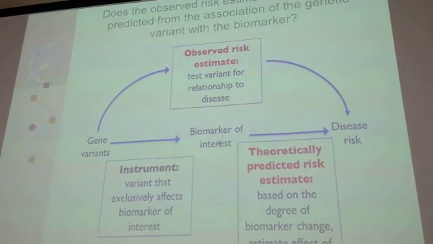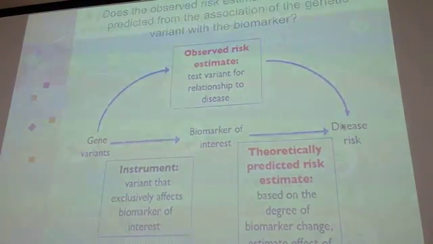So let me explain again how this works. You take the observed risk estimate, that is how strongly this variant predicts disease, and compare it with the predicted risk estimate based on the effect of the genetic variant on the biomarker that itself has a disease prediction. Again, just hold that thought. I'll show you an example.